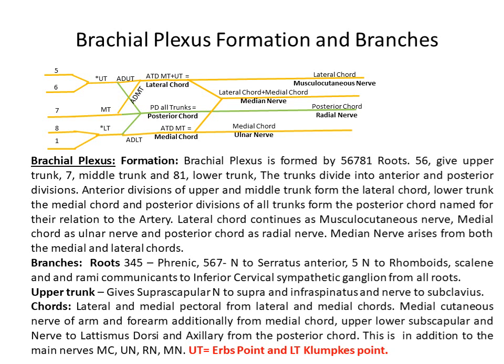Branches, roots 3, 4 and 5, the phrenic nerve; 5, 6 and 7, the nerve to serratus anterior; and 5th, nerve to rhomboids. All roots give branch to the scalene and rami communicants to the inferior cervical sympathetic ganglion. Upper trunk gives the suprascapular nerve to supraspinatus and infraspinatus, and also the nerve to subclavius.